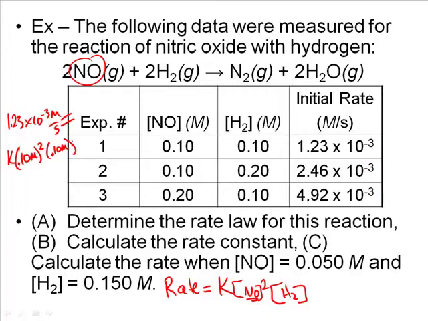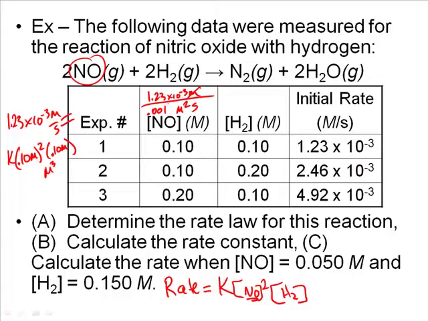So again, let's talk about our units. We're going to have a molarity squared times another molarity. On this side, we're going to have molarity cubed. Not molarity, molarity cubed. And then when we divide it by the other side, we're going to have 1.23 times 10 to the minus third molarity per second, and we're going to have that molarity cubed on the bottom. So this molarity is going to cancel out one of these, so we're going to have molarity squared left on the bottom. And then number-wise, we're going to have 0.10 squared times another 0.10 is going to equal 0.001.